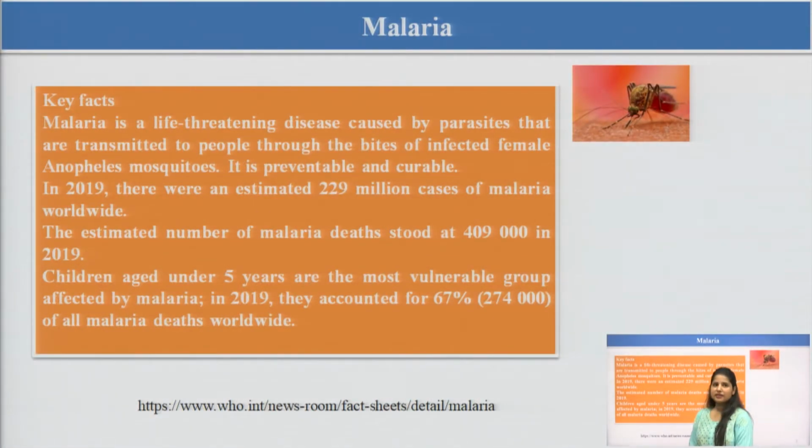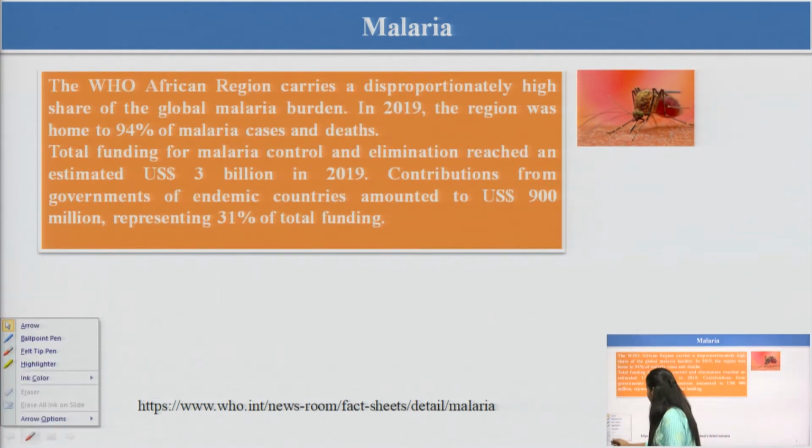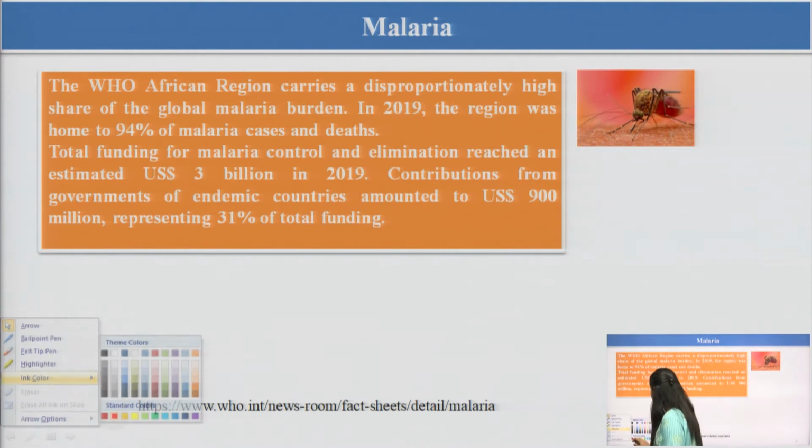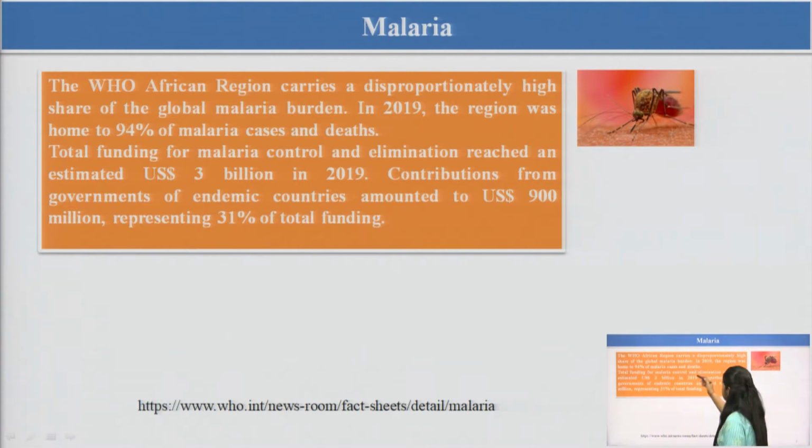Malaria is a life threatening disease caused by parasites, here Plasmodium falciparum, Plasmodium vivax, Plasmodium ovale, and Plasmodium malariae. These parasites are transmitted by one vector known as the female Anopheles mosquito.